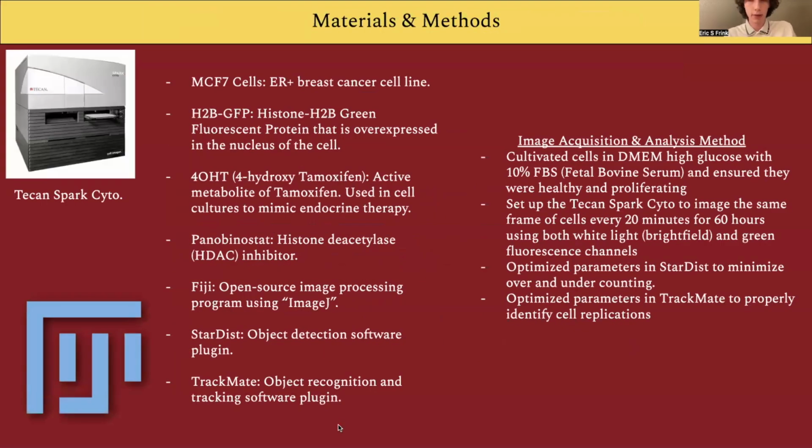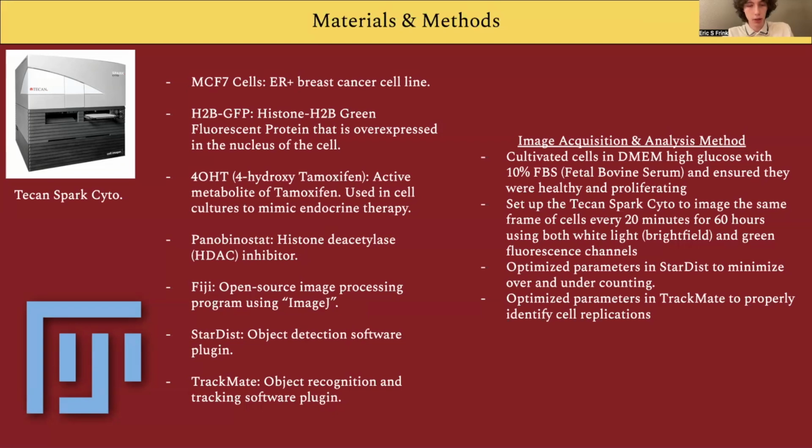So my materials and methods for this project: I used the MCF7 cell line, which is an ER positive breast cancer cell line. These were marked with H2B GFP, or a histone green fluorescent protein that is overexpressed in the nucleus of the cell, which allows for marking and imaging. And then for endocrine therapy, I used 4-hydroxytamoxifen, which is an active metabolite of tamoxifen, a standard endocrine therapy in clinical use. And then I also used panobinostat, which is the histone deacetylase inhibitor that I mentioned.